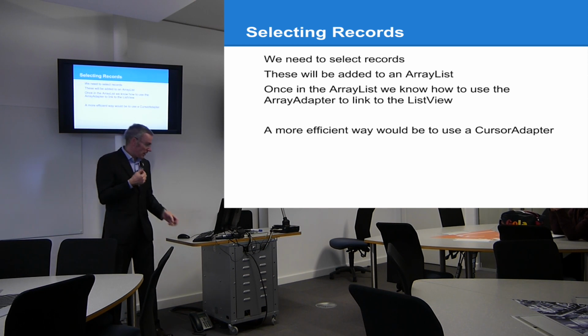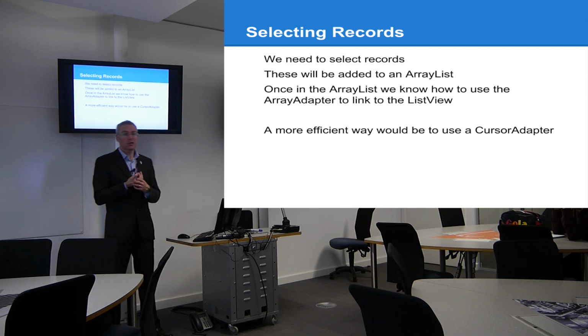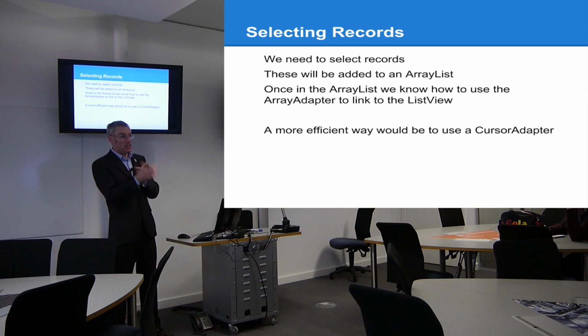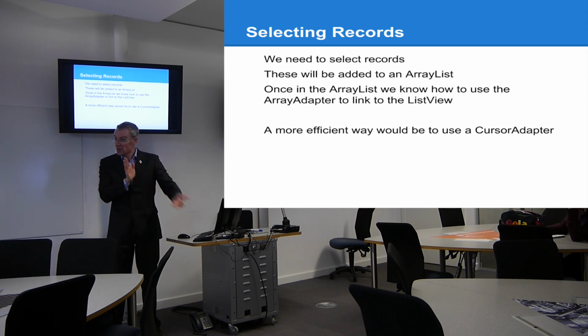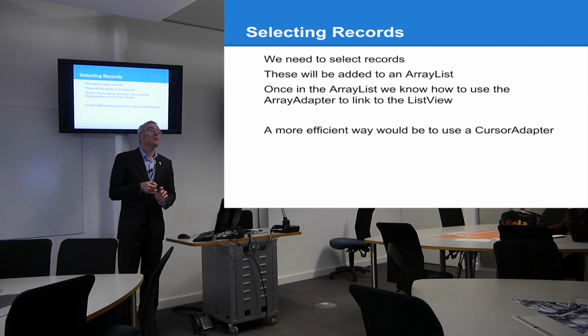Remember last week I talked about a second way of populating list views? I talked about the cursor adapter. Remember I said there were two ways. There's an array adapter and a cursor adapter. Last week we talked about the array adapter, of how you could use that to populate the array list, and that would update the list view. This week we're going to talk about the cursor adapter.